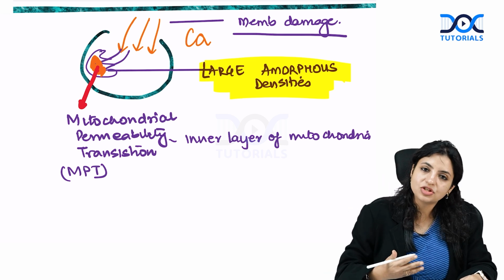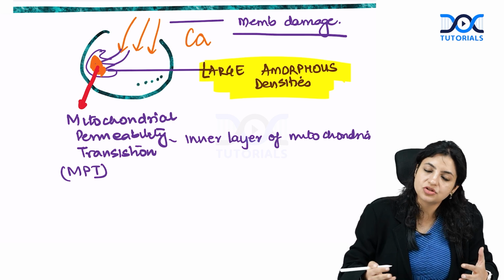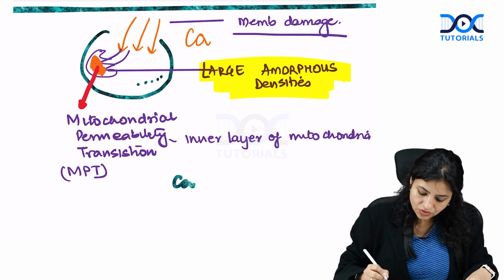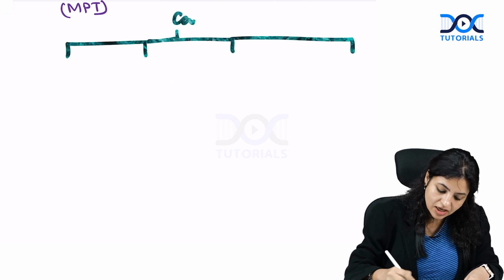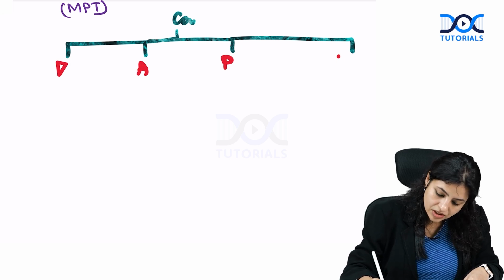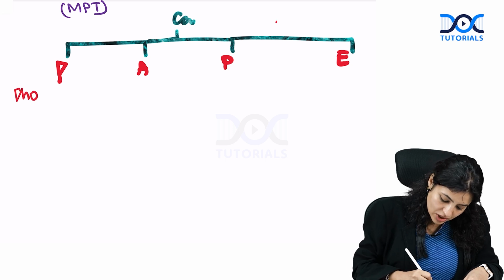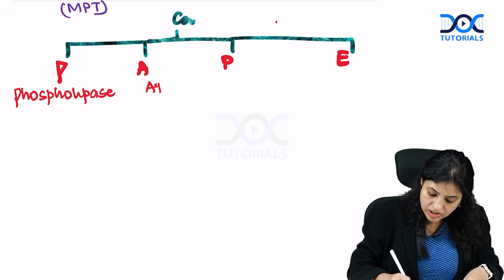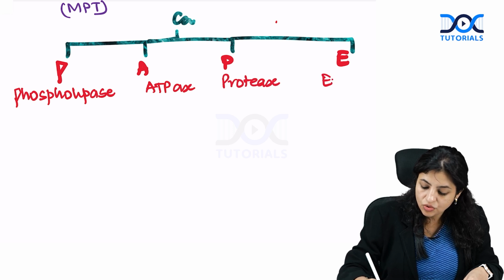Now, not only will the calcium enter into the mitochondria, but once the mitochondrial permeability transition has formed, all the calcium will be thrown out into the cytoplasm. Once the calcium comes into the cytoplasm, it will activate certain enzymes. So what are the enzymes it will activate? Please remember, it will activate the PAPE group of enzymes, PAPE. What is this PAPE? P for phospholipase. A for ATPase. P for protease. E for endonuclease.